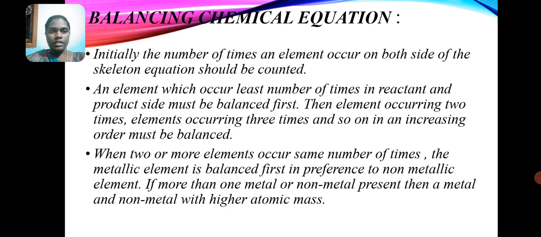And the last topic, balancing chemical equations. Initially, the number of times an element occurs on both sides of the skeleton equation should be counted. The element which occurs the least number of times in the reactant and product sides must be balanced first. Then the element occurring 2 times, the element occurring 3 times and so on, in increasing order, must be balanced. When 2 or more elements occur the same number of times, the metallic element is balanced first in preference to the non-metallic element. If more than one metal or non-metal is present, then the metal and non-metal with higher atomic mass.